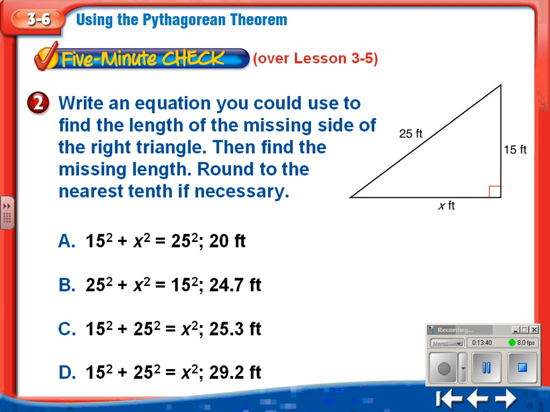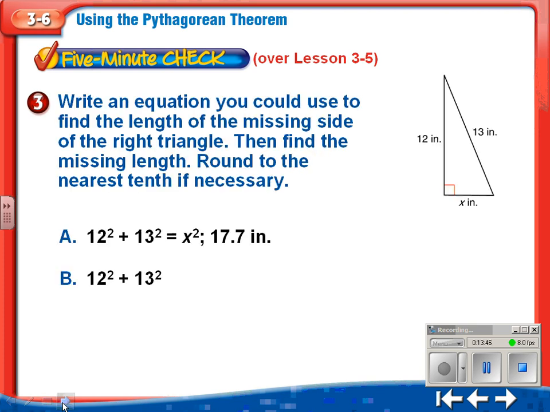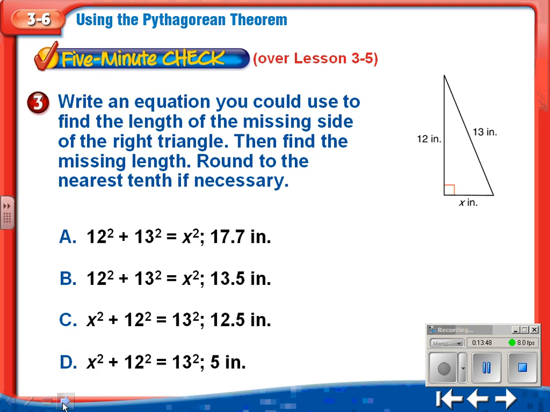The answer for this problem is, you may have guessed it, A. And the next problem, write an equation you could use to find the length of this missing side. The answer should then be, wait for it, D as in dog.